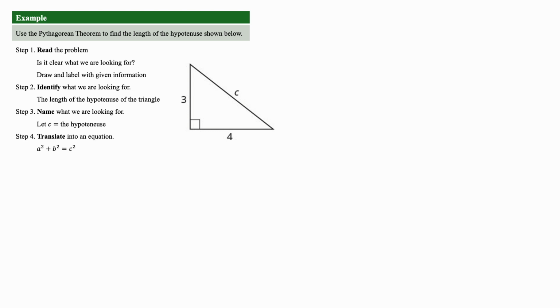We're going to translate this into an equation, which is just our formula a squared plus b squared equals c squared. And we fill in the given values that have been given to us, which is 3 squared plus 4 squared is equal to c squared. And it's already given that we are going to square the 3 and the 4 and the c. So you can just add that on.